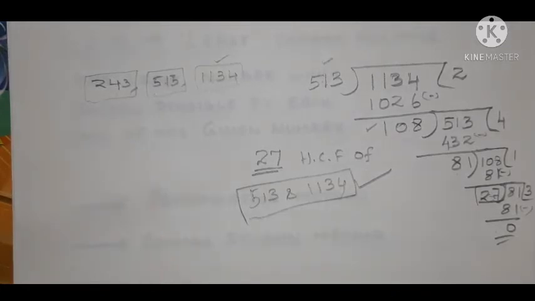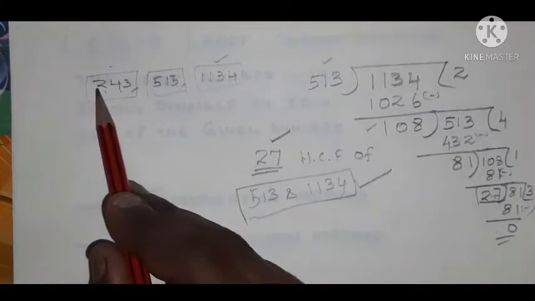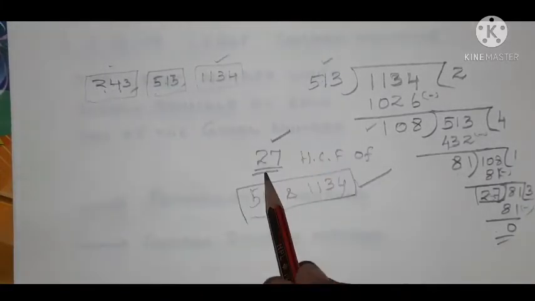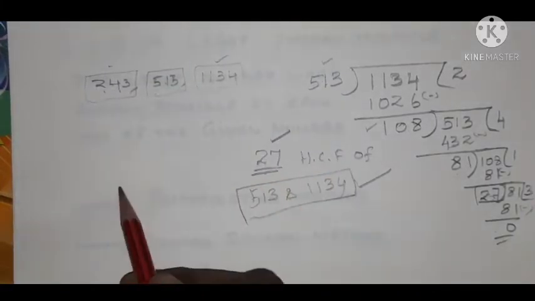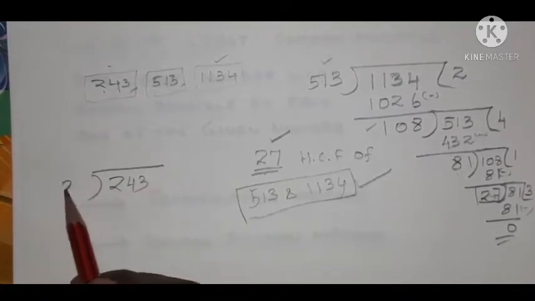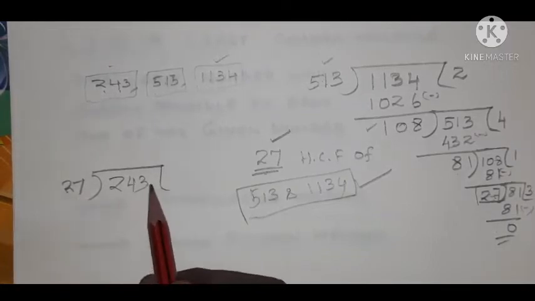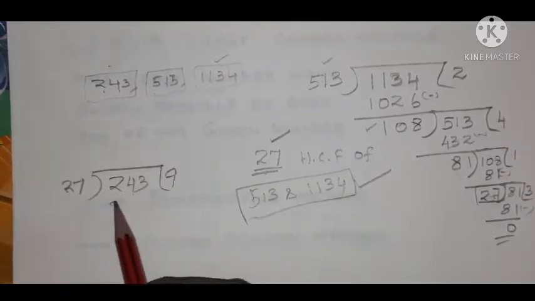Now we found the highest common factor of these 2 numbers, right? How do you find the highest common factor with 243 also? Now 243 should be divided by the highest common factor. Now the steps will follow. I will take 243 as the dividend, 27 as the divisor. Now divide it. How many 27 is 243? Yes, of course, 9 27 is 243.